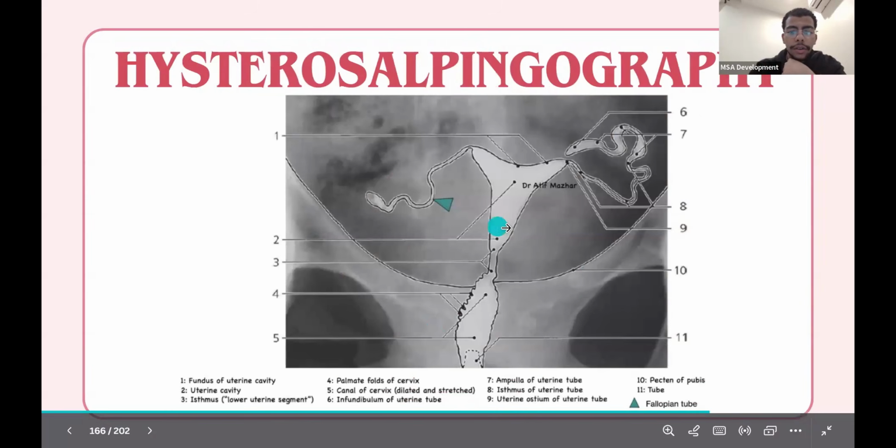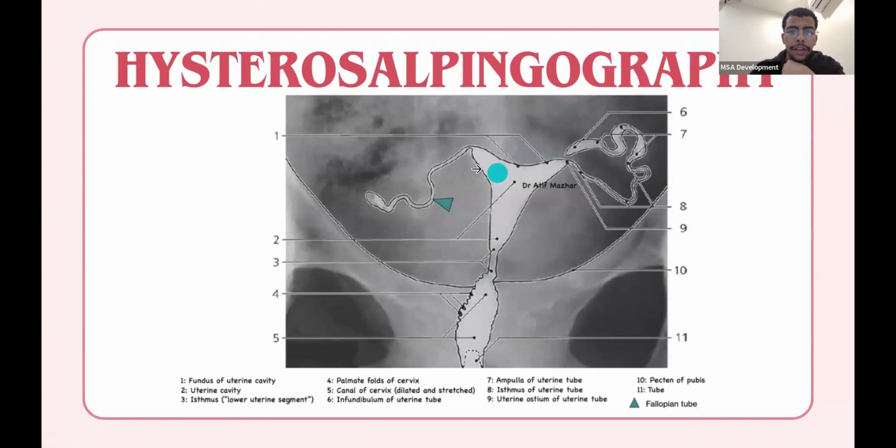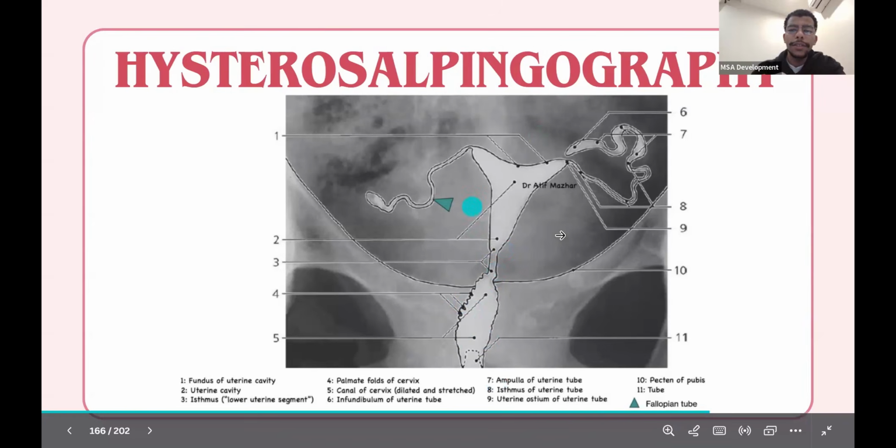So the different parts, from the top, we have the fundus of the uterus. Then we have the uterine cavity. Then we have the isthmus of the uterus, which is like a narrowing. And then this part is not important, honestly, the palmate folds. And then we have the cervix. It's dilated because the tube itself is inside, like the device that's responsible for this hysterosalpingography.